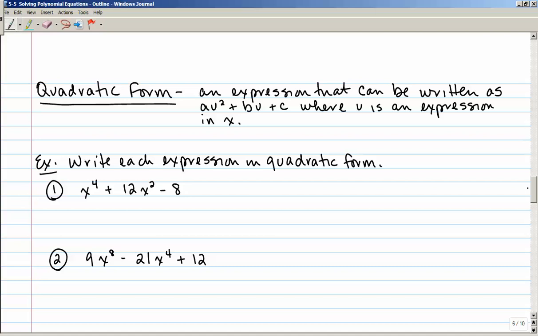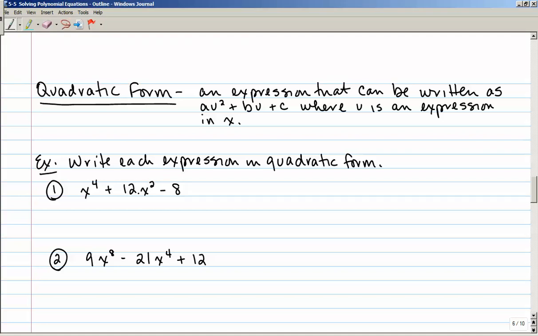Quadratic form is writing an expression in basically quadratic form. Remember when we talked about quadratic equations and quadratic functions, they were in the form ax squared plus bx plus c. But a quadratic form is an expression that can be written as au squared plus bu plus c, where u is an expression in x. So in other words, this u is going to equal something in x, like x squared or x cubed. Let me show you what I mean in a couple examples here.